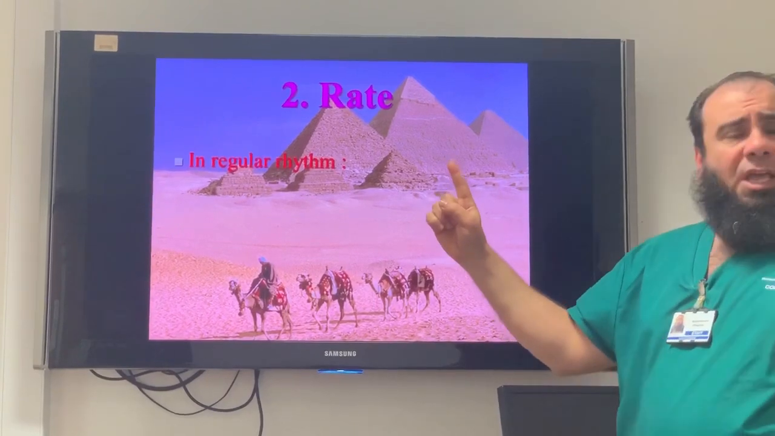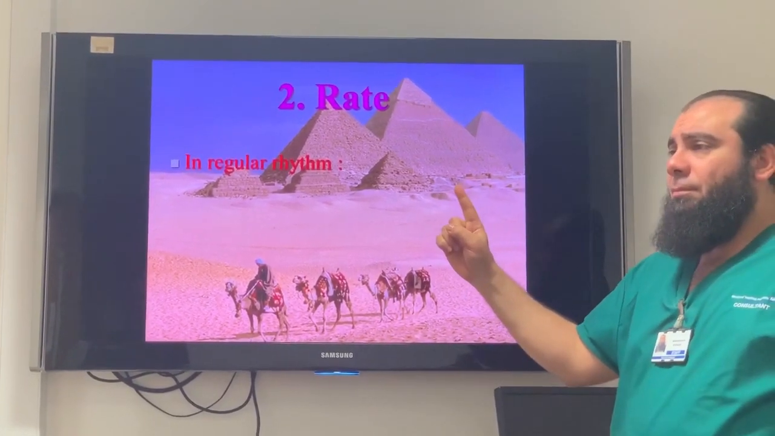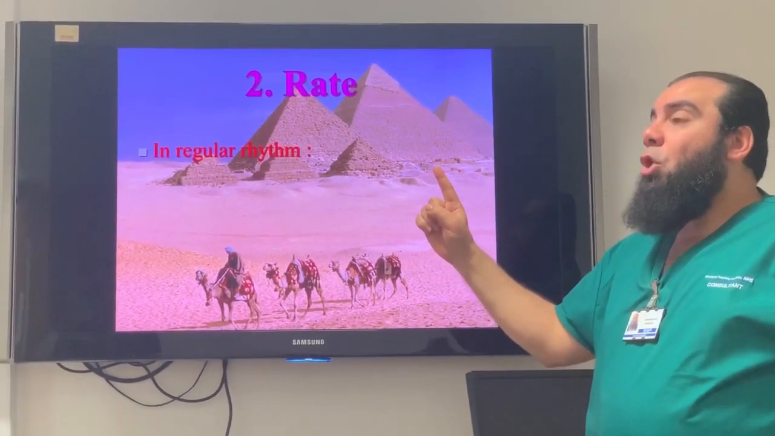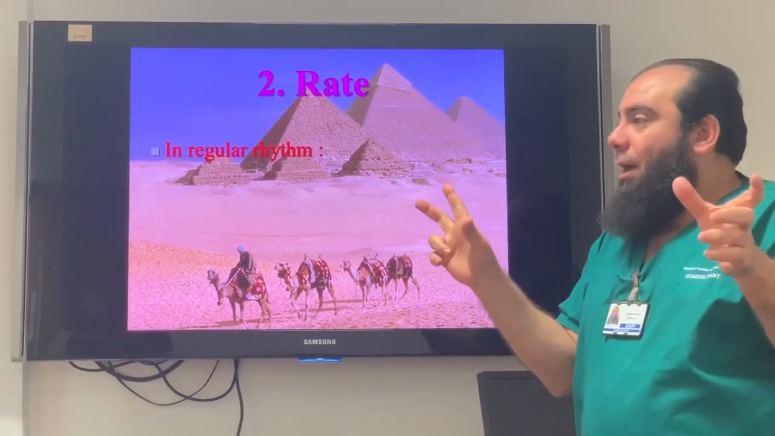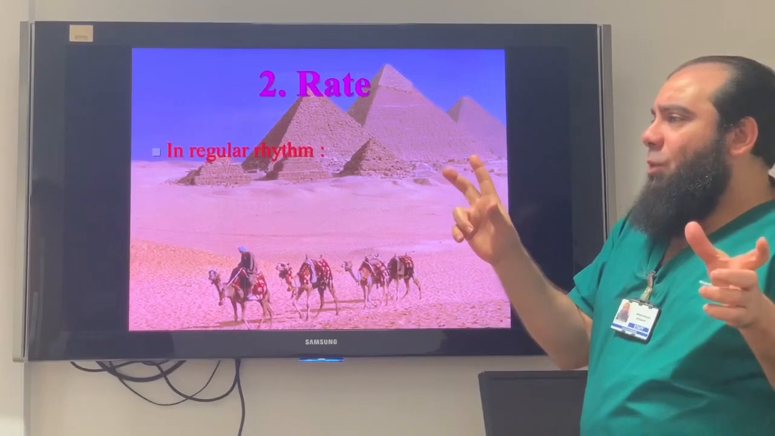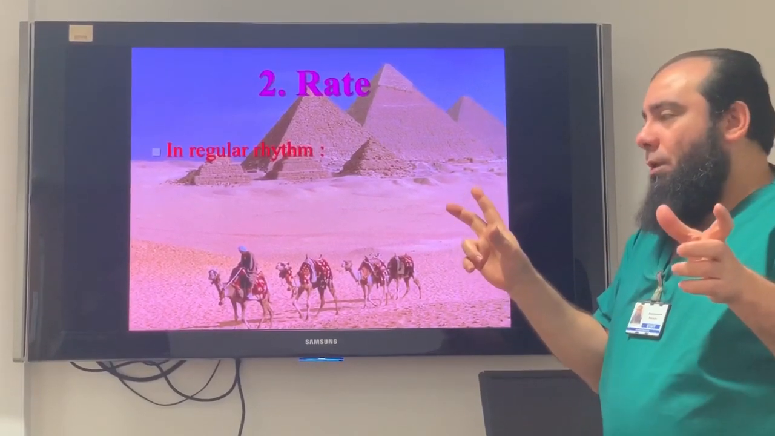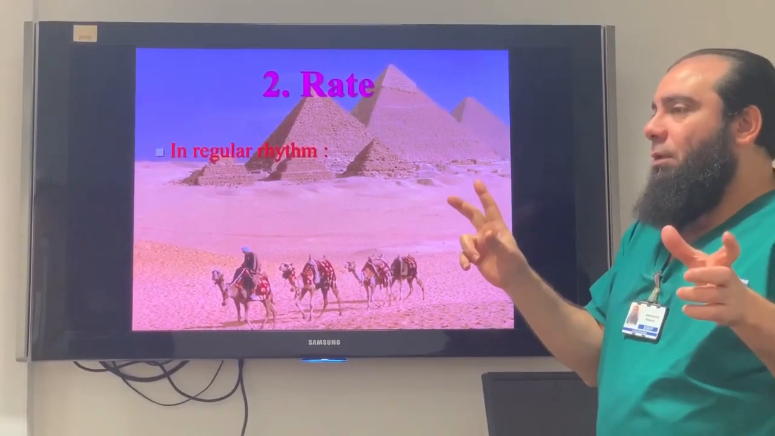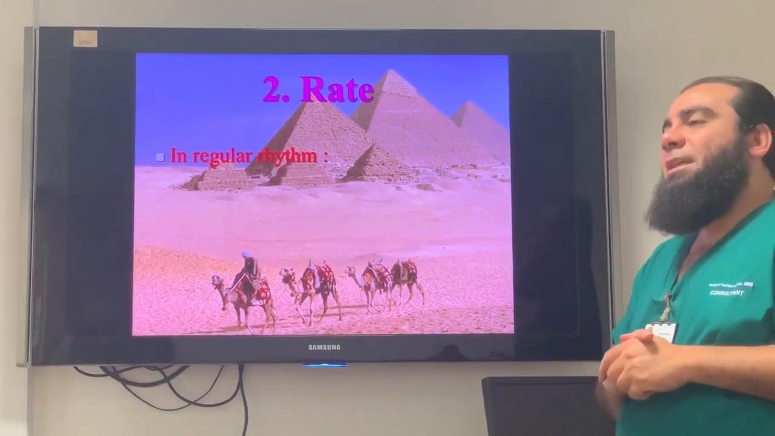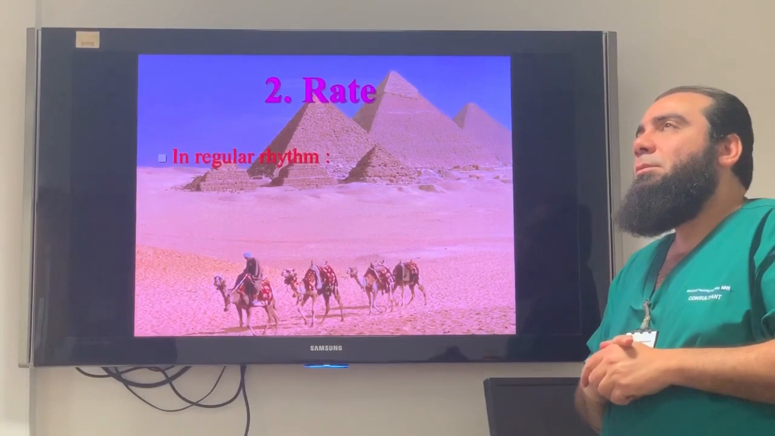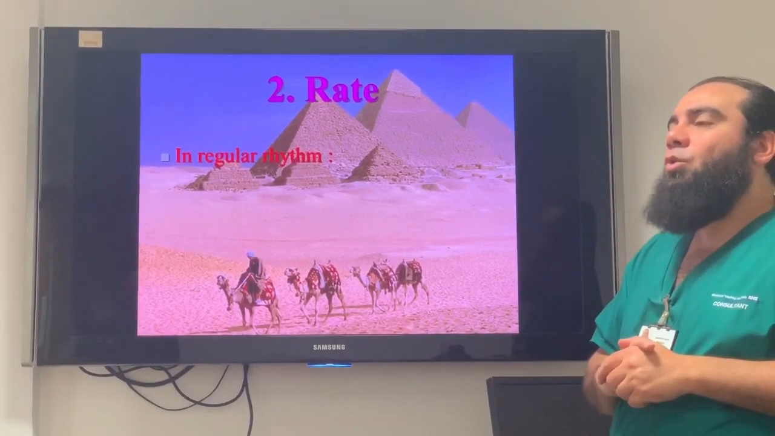Does it apply to any ECG? No, because if it's irregular, you'll find different RR intervals. Can I use it? No. Do you have an alternative one? Do it in 10. So you count how many squares in 10. 10 what? 10 big squares. Okay, then what are you going to do after?